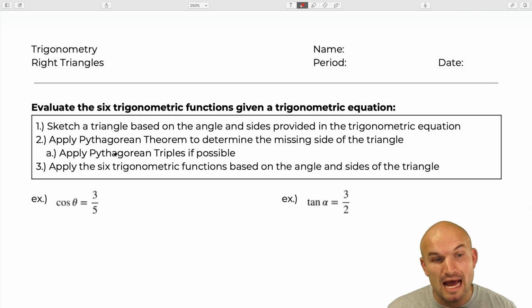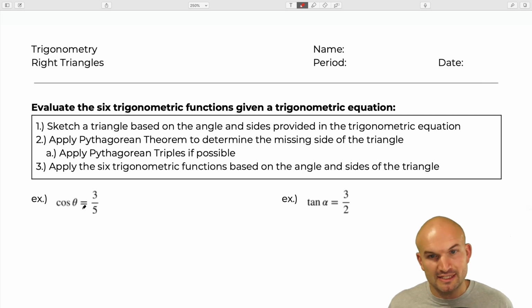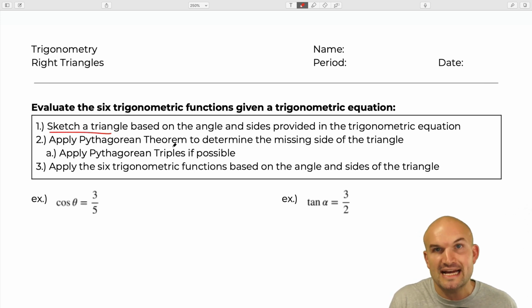All right, welcome back. So now what we're going to do is practice evaluating the trigonometric functions. Not when we're given a triangle, but when we're already given a trigonometric ratio. Remember the trigonometric functions are comparisons of sides of a triangle. So if we're not given a triangle, the first thing I tell students to do is to sketch a triangle.